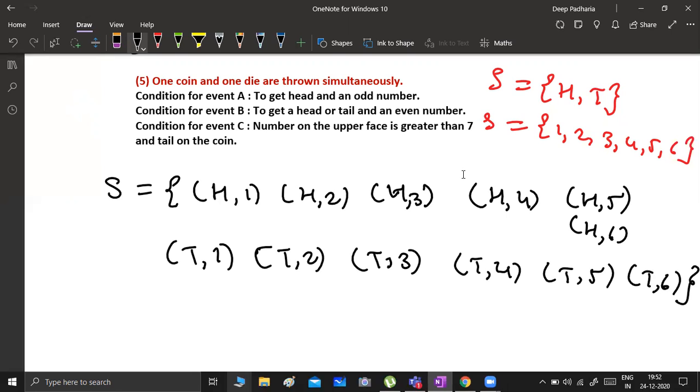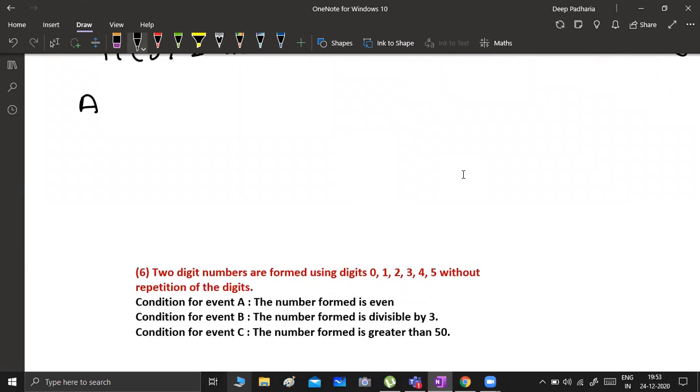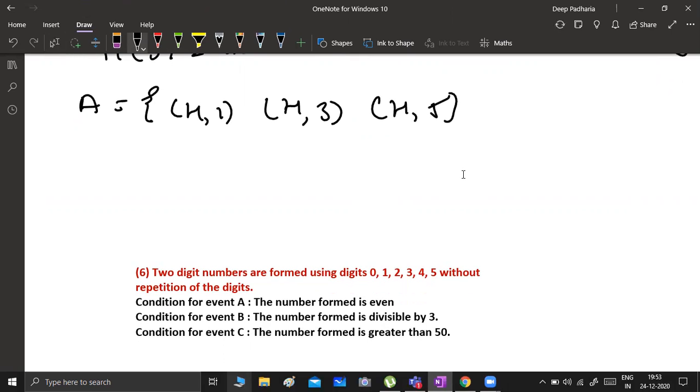So how much N of S would be? It would be 12. 12 हो जाएगा. 6 plus 6, it would be 12. N of S would be 12. Talking about event head, to get head and an odd number. मतलब मुझे head चाहिए और odd number चाहिए. So my A is the event of getting odd number and the head. So here it would be H, 1 H, 3 H, 5. बस खत्म. और कुछ possibility? No possibility. So N of A would be 3.